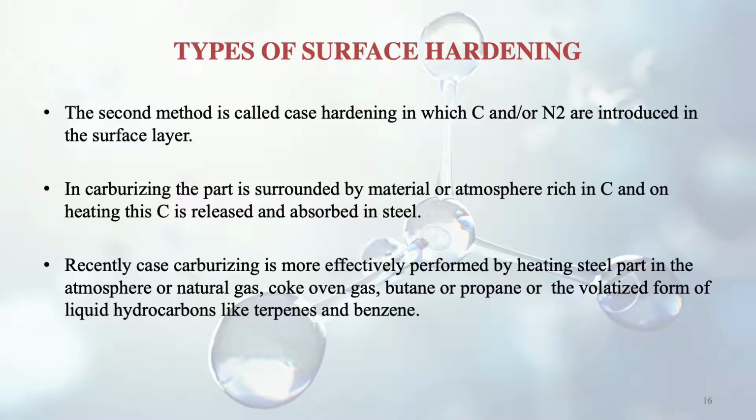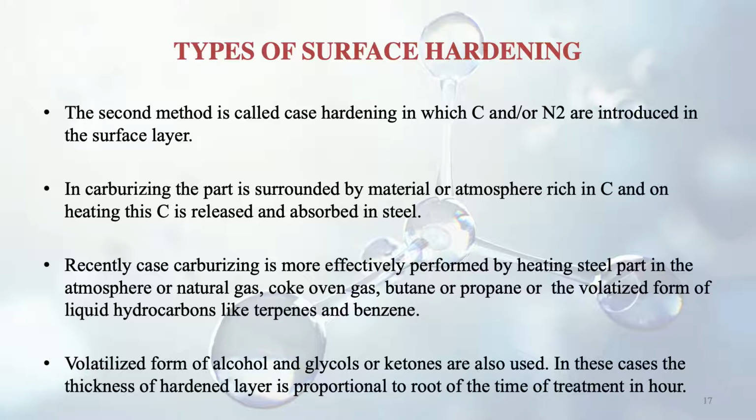Its name is case hardness. Recently, case carburizing is more effectively performed by heating a steel part in an atmosphere of natural gas, coke oven gas, butane or propane. The volatilized form of liquid hydrocarbons like terpene and benzene are also used.